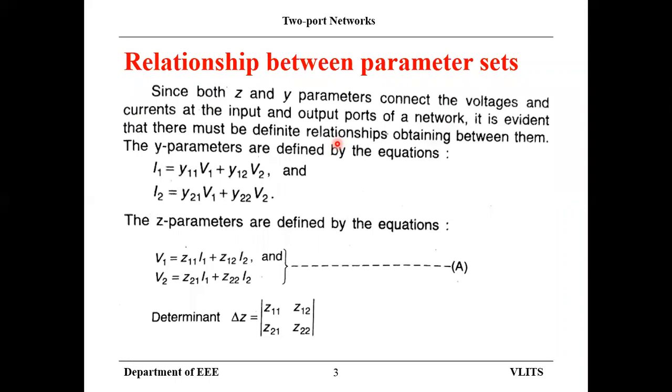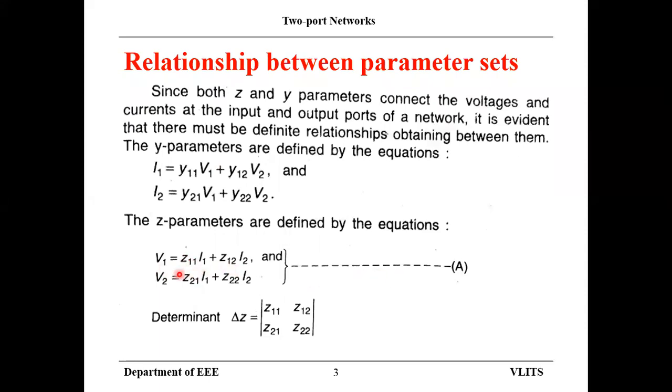So what is the relation between the Z and Y parameters? As we know, we got the Z and Y parameters from the voltage and current equations. These equations represent the Y parameters, because those are the admittance parameters, so we have to write the current equations I1, I2 in terms of V1 and V2. For the Z parameters, we write the voltage equations in terms of the currents, as we discussed in the last lecture.